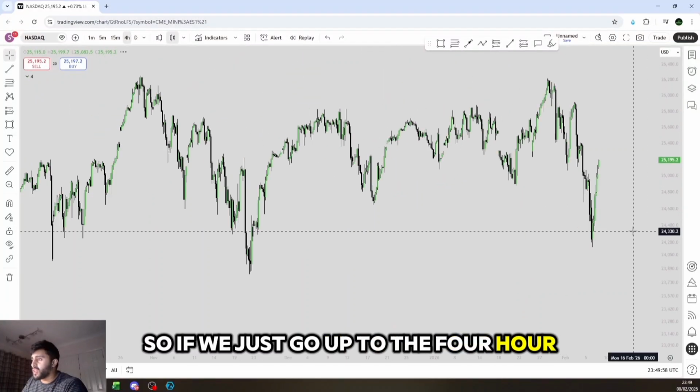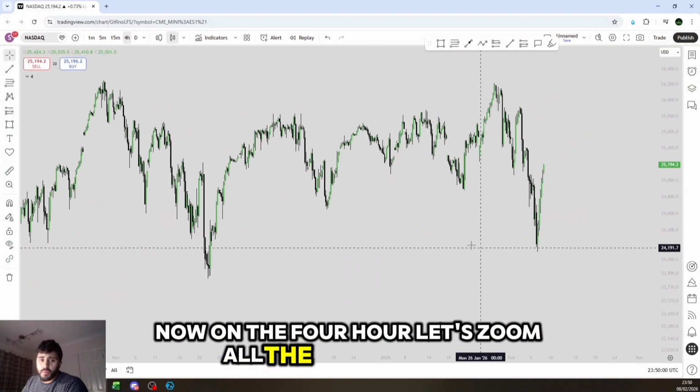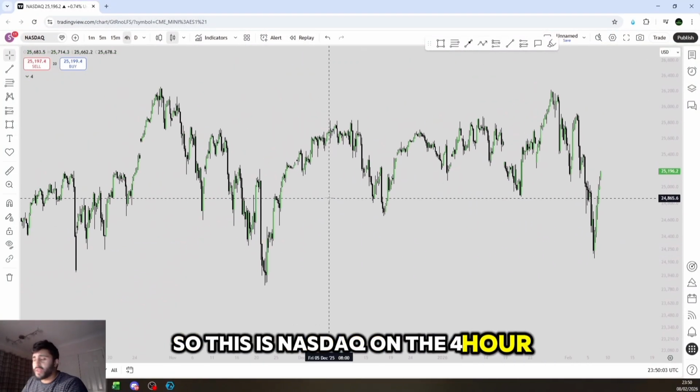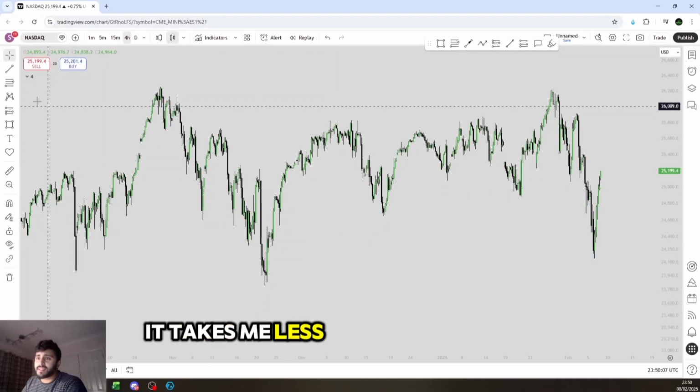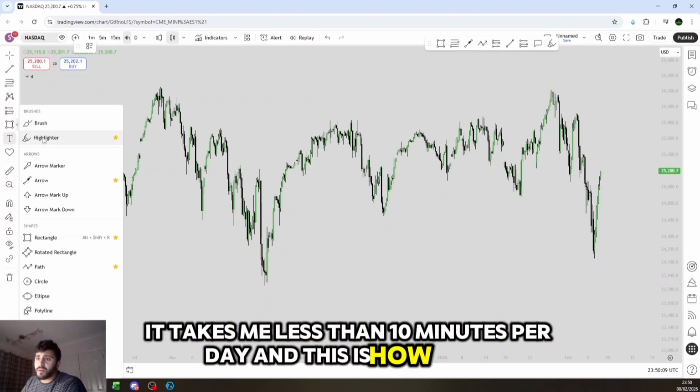To the 4 hour. Now on the 4 hour, let's zoom all the way out, right? So this is NASDAQ on the 4 hour. So it doesn't take me long to form a higher time frame bias. In fact, it takes me less than 10 minutes per day. And this is how I do it.